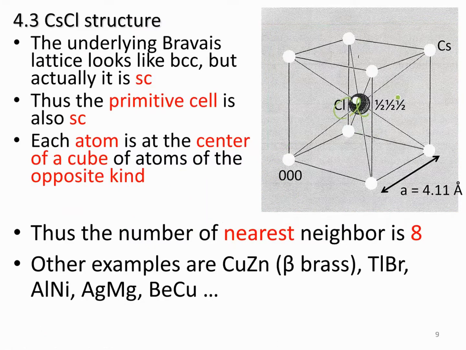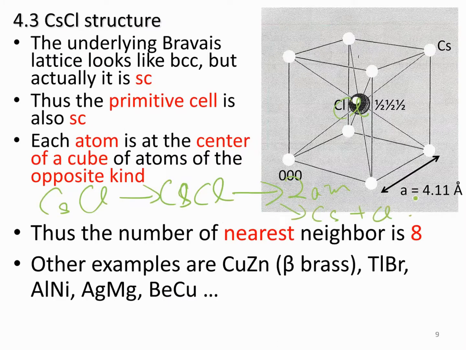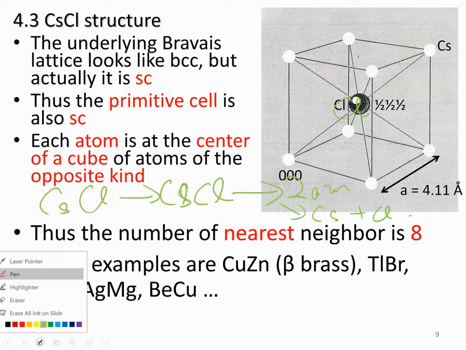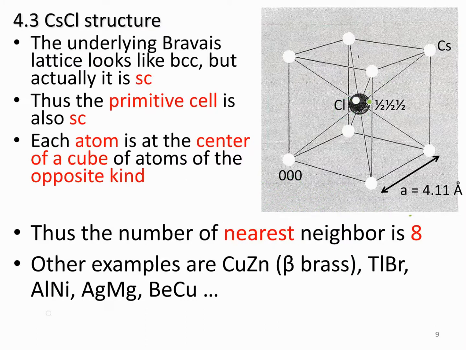Cl is not the basic. For CsCl, the basic is CsCl, and it contains two atoms, which are Cs plus Cl. The basic is not Cs, also not Cl, but the combination of Cs and Cl. Therefore, the basic is something like this. So for this case, the primitive cell is simple cubic.